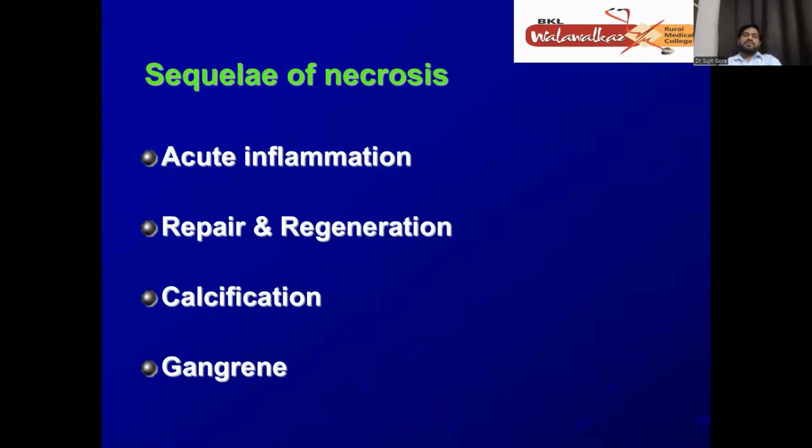Now, what is the sequence of necrosis? First acute inflammation, then repair and regeneration, calcification, and after that gangrene.